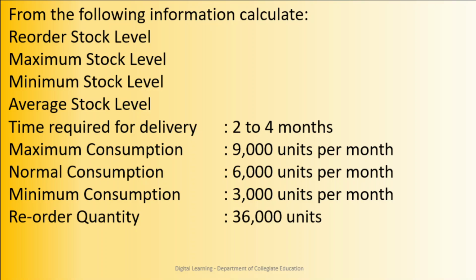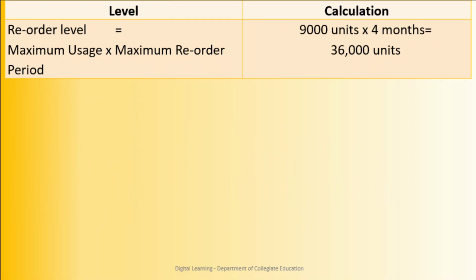Now we have been asked to compute reorder stock level. Now let's first proceed to the computation of reorder level. The formula to compute reorder level is maximum usage into maximum reorder period. Maximum usage is given 9,000 units into maximum reorder period is 4 months. 9,000 into 4, reorder level is 36,000 units.